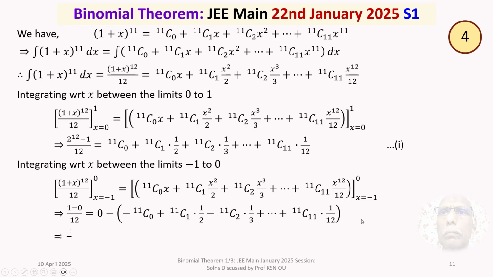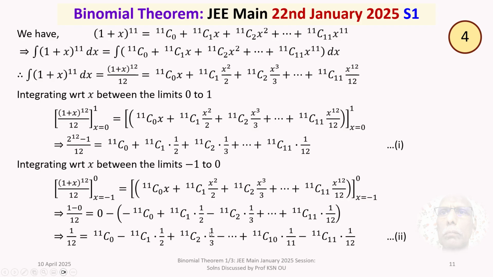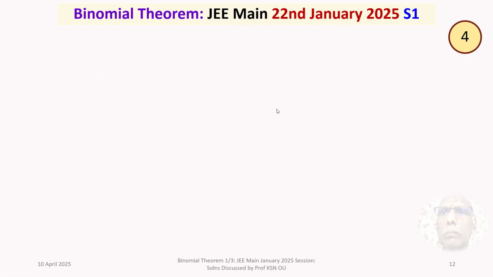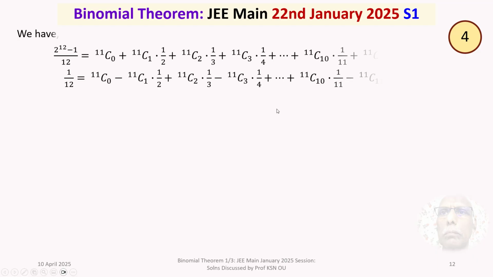So this is what we got, and this is 1 by 12 into 11 c0 minus 11 c1 1 by 2 plus 11 c2 1 by 3 minus so on and so forth. 11 c10, one term before this also I have written, 1 by 11 minus 11 c11 into 1 by 12 is 2. So write down these two. We have written all this.